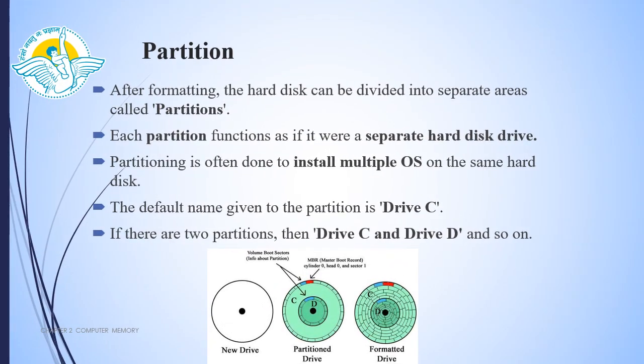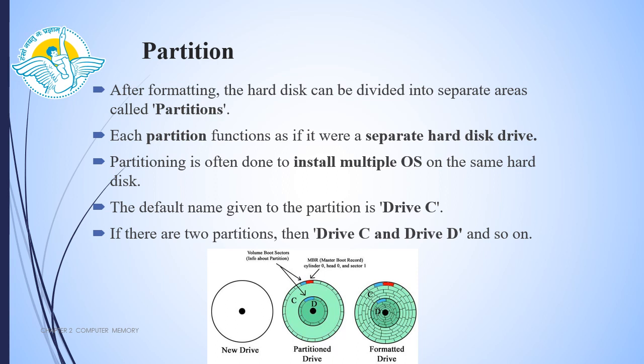Now let us understand the process of hard disk partitioning. After formatting, the hard disk can be divided into separate areas called partitions. Each partition functions as if it were a separate hard disk drive. Partitioning is often done to install multiple OS on the same hard disk. The default name given to the partition is drive C. If there are two partitions, then drive C and drive D, and so on.